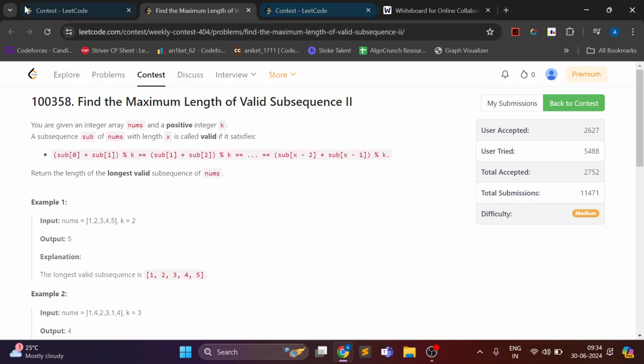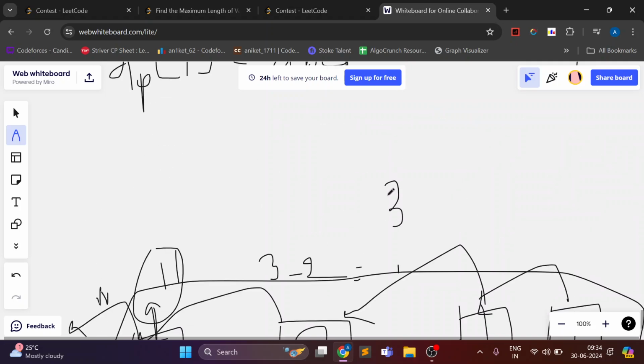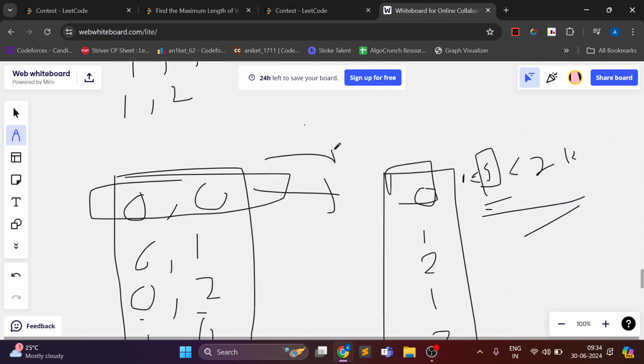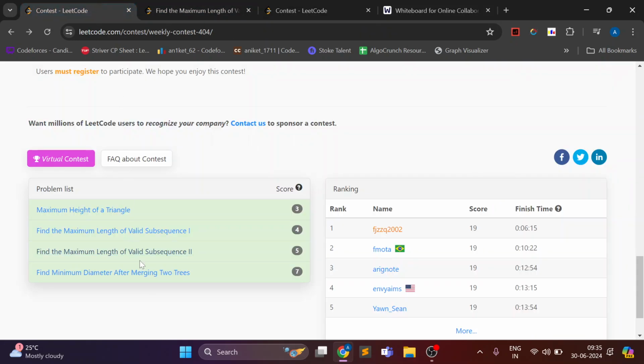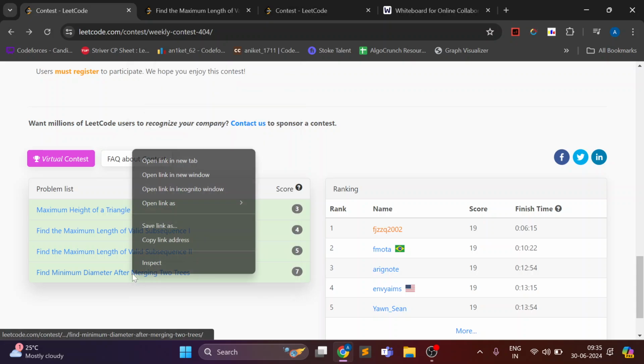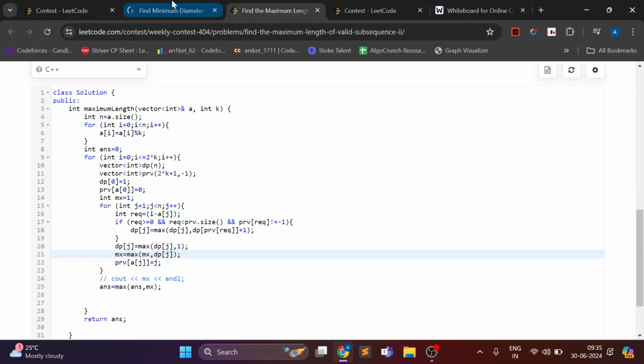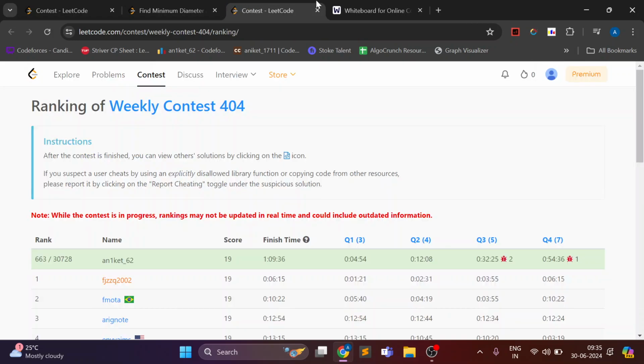I hope you understand this. This was tricky, I would say. This type of observation would not come that easily. So this was the third question. I would say this was more difficult than the fourth. The fourth is just a standard tree problem.